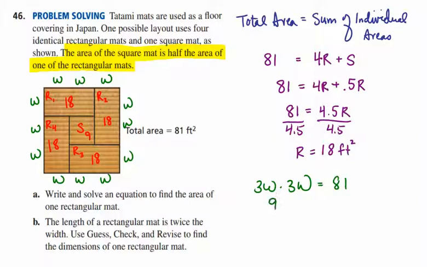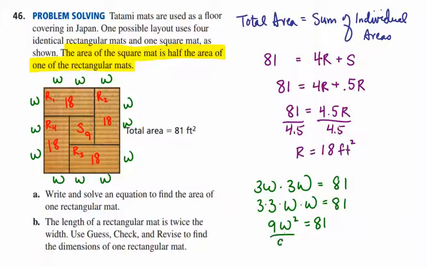So that would be 3W. This is an important point here. Let me take a step back so I don't go too fast. We remember that multiplication is commutative. So that means I can change the order. I have 3 times W times 3 times W. I can change the order of the factors so that it looks like this. 3 times 3 times W, which we know is 9W squared, is 81.